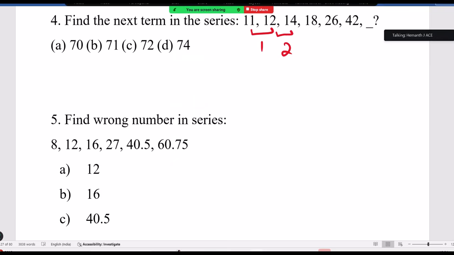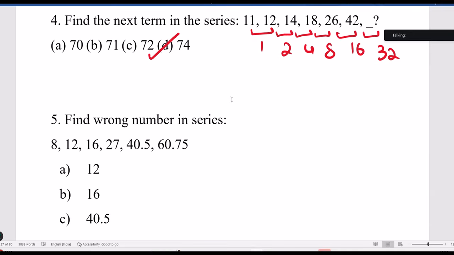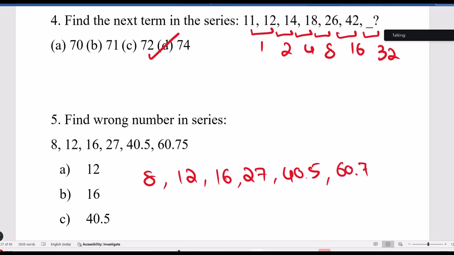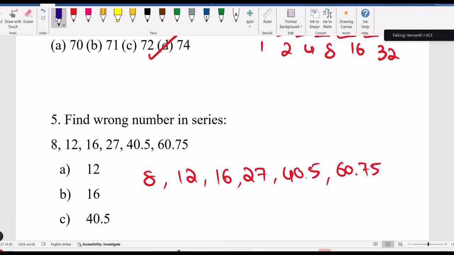1, 2, 4, 8, 16. Next must be 32. It will be 74. Whereas here, 8, 12. See, when any number is ending with .5 or .75, .25 like that, then you have to be very careful. The logic can be multiplying by 1.5. Fraction multiplication may come into the picture.